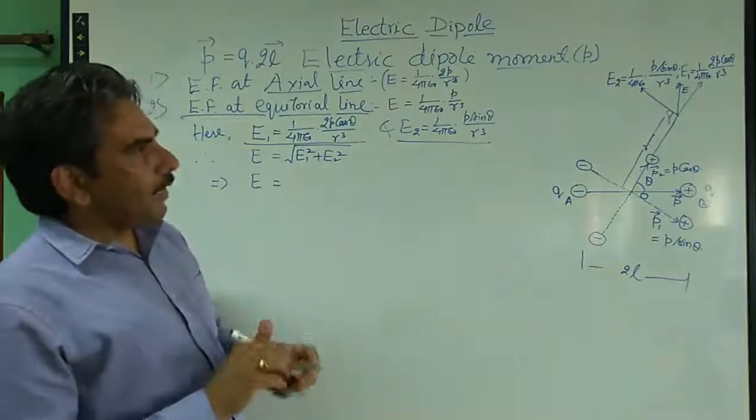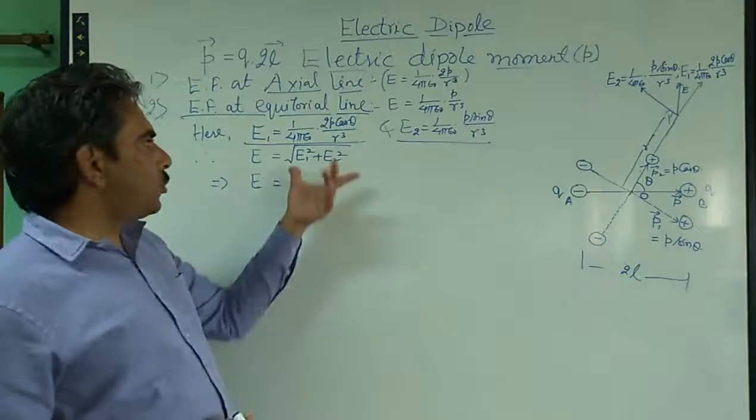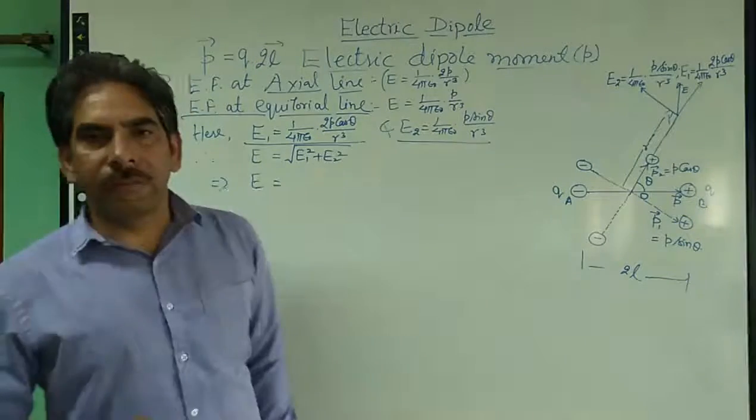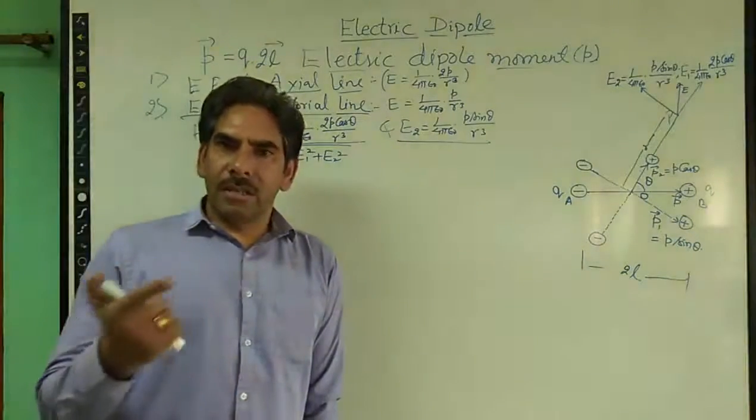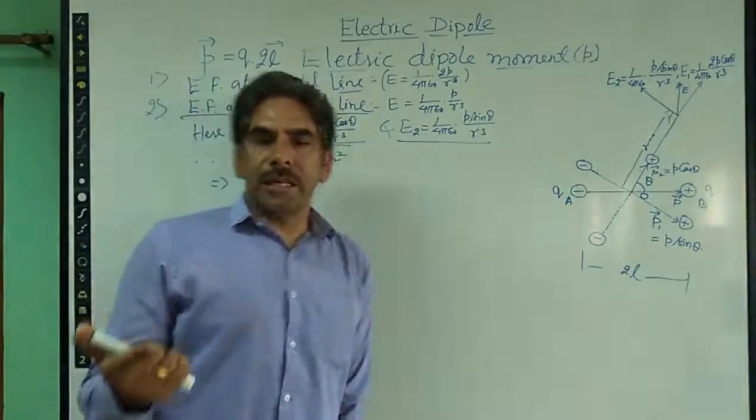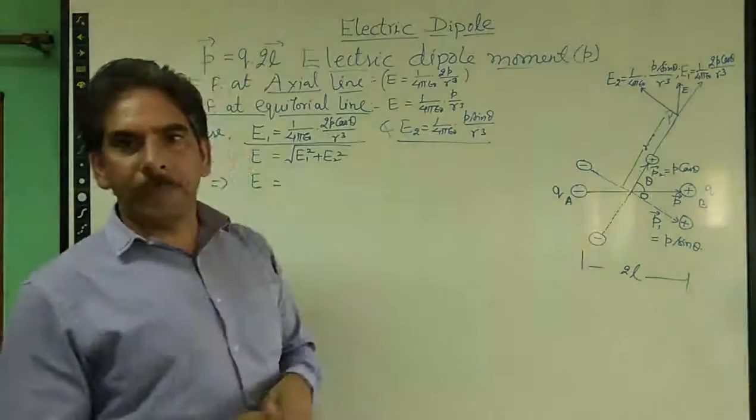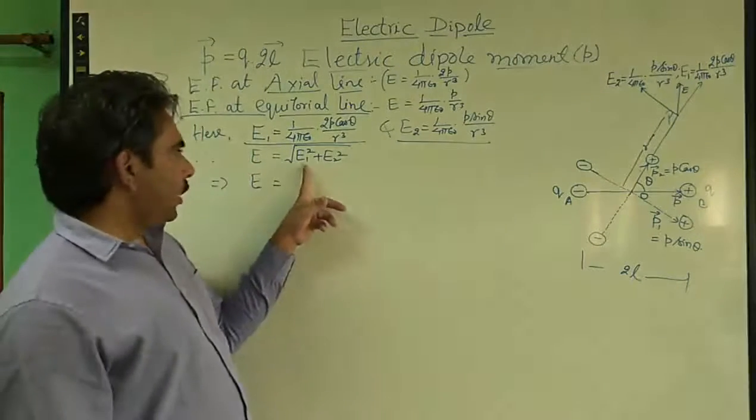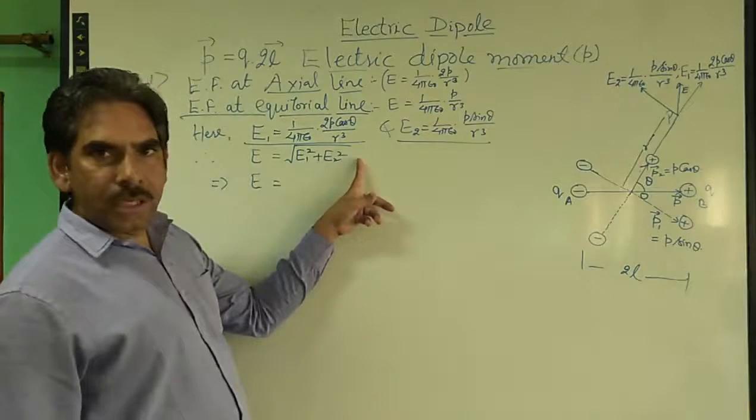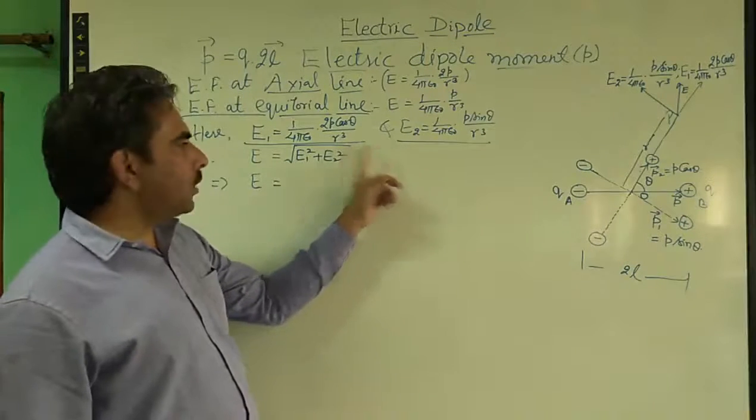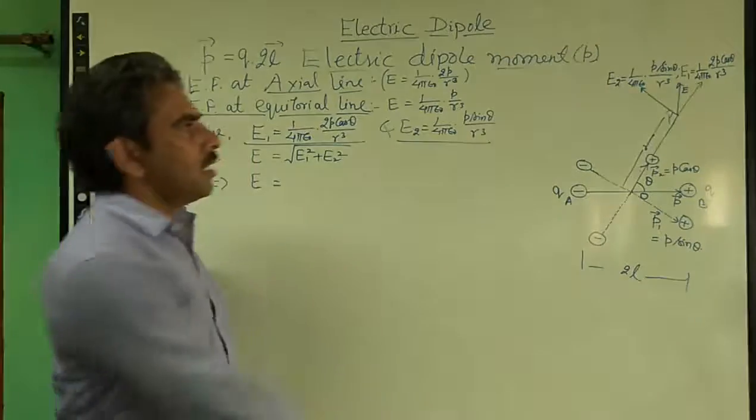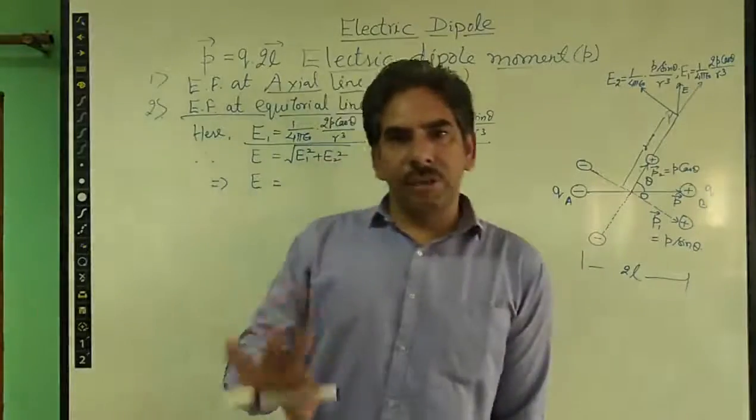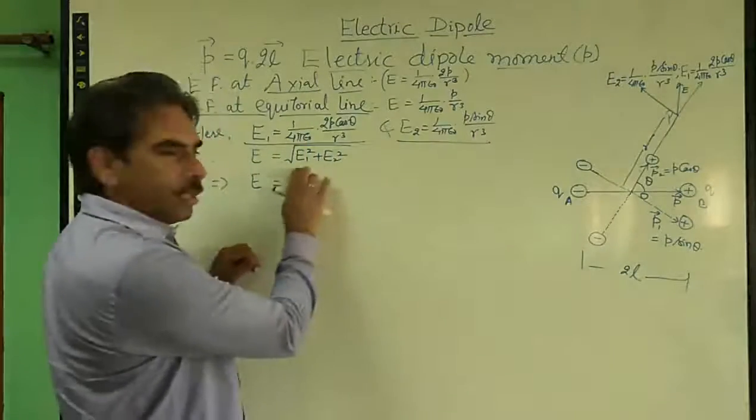The net electric field at point P will now be the resultant of these two mutually perpendicular electric fields, which we can find by vector addition, using either the parallelogram or the triangle law. Here we use the parallelogram law of vector addition, which says the net electric field is the square root of E1 squared plus E2 squared plus 2E1E2 cos theta, but that term dies out as the angle between these two components is 90 degrees. So cos 90 reduces to 0, and only this term is left.